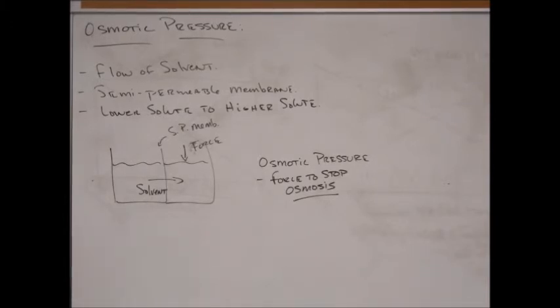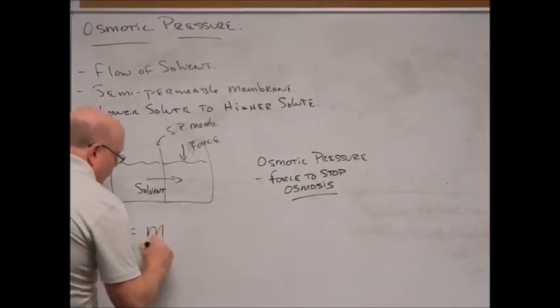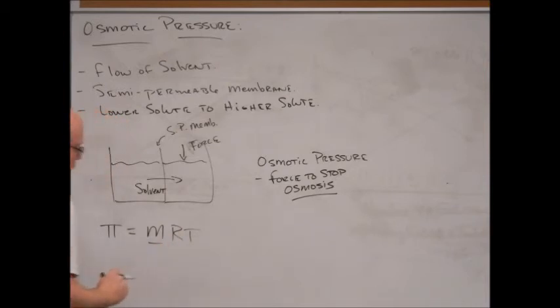Mathematically, osmotic pressure is symbolized with pi. It is equal to the molarity of the solution times RT. You lowercase the m because it's the molality? No, I put the line underneath to show you it's molarity, to show you that difference.